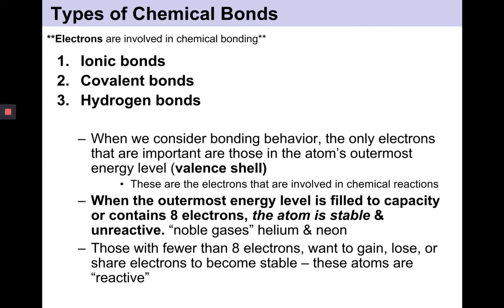So that brings us to our types of chemical bonds. Again, the electrons are what are involved in the chemical bonding, but our types are ionic bonds, covalent bonds, and hydrogen bonds. Now, when we consider bonding behavior, the only thing we're looking at are the electrons, and not just the electrons, we're looking only at the electrons in the outermost energy level, or the valence shell. These are the ones involved in chemical reactions.